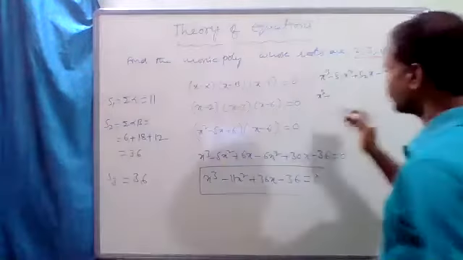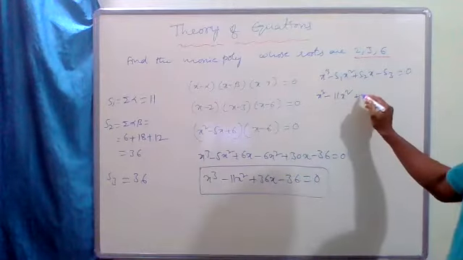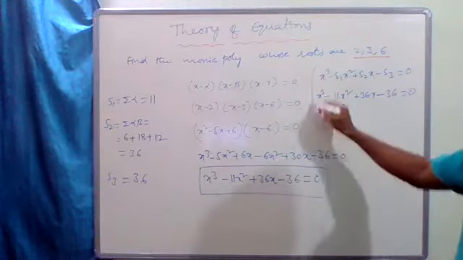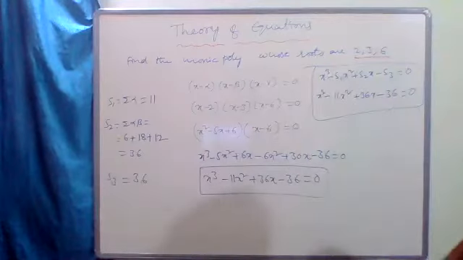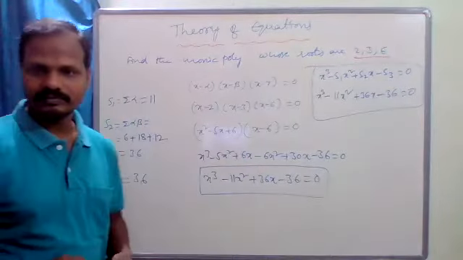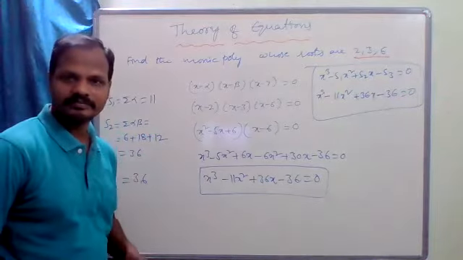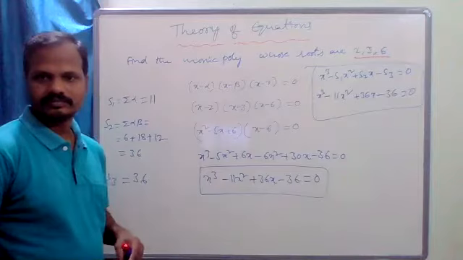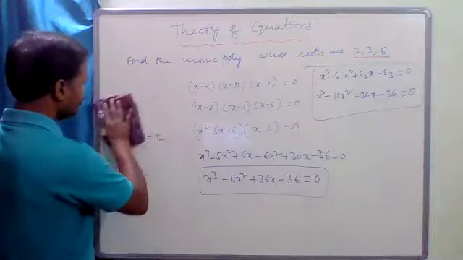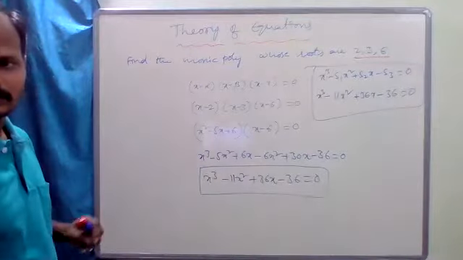So substitute those values. s1 is 11, so 11x square. s2 is 36, so 36x, minus s3 which is 36, equal to 0. So this is another way of doing this problem. Is it clear to everybody?